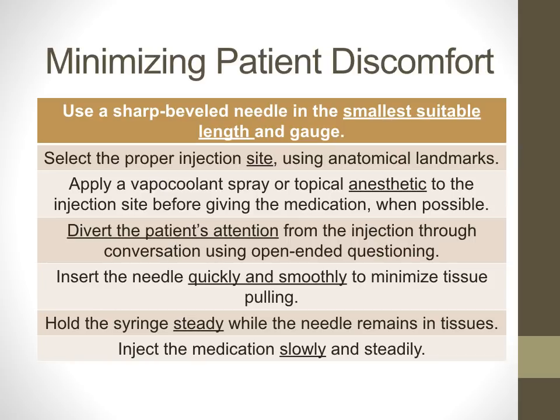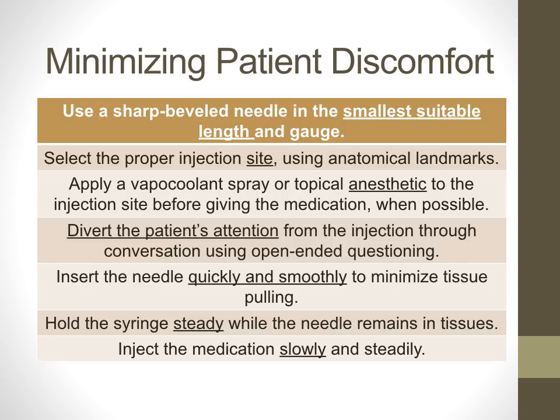Some methods to minimize the patient's discomfort. It's no fun getting a shot. Okay, so there are some things that we can do to make it a little bit better for our patients. We want to make sure we use a very sharp beveled needle in the smallest suitable length and gauge possible. Okay, so if we can get away with using a 25 gauge half-inch needle to give the medication, let's do that. Let's not get the 16 gauge 2-inch needle instead.